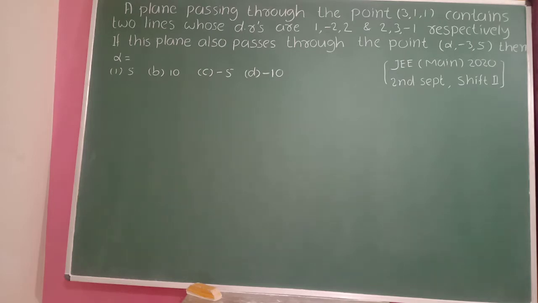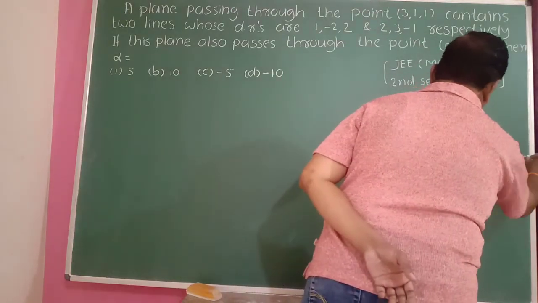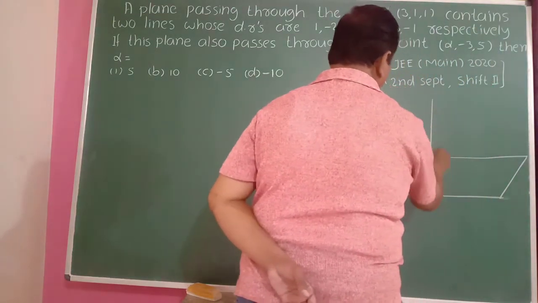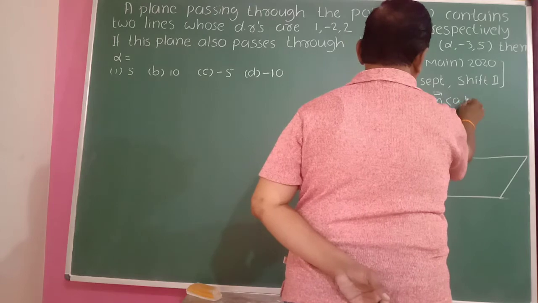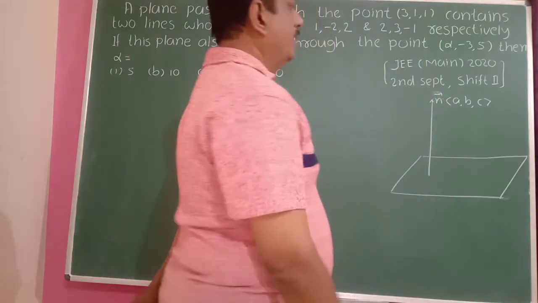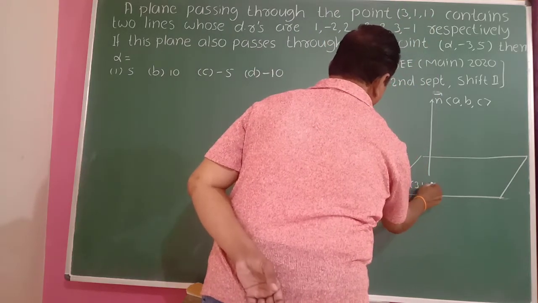A plane passing through the point 3, 1, 1 contains 2 lines. So the direction ratios are 1, minus 2, 2 and 2, 3, minus 1 respectively. If this plane also passes through the point alpha, minus 3, 5, then alpha is equal to what here? Okay, so this is a plane here. Then this is the normal to the plane. Take the direction ratios as A, B, C here. And this plane passes through the point 3, 1, 1.